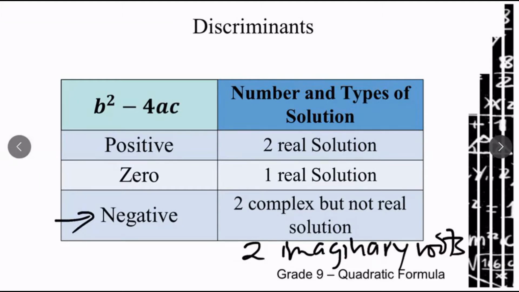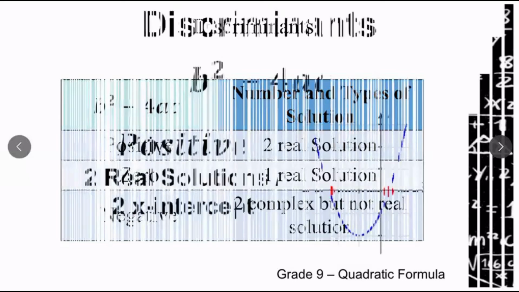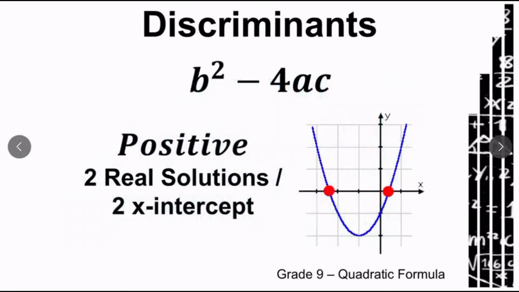Now, since we already identified how many possible roots or solutions we have from our discriminants, let us talk about the graph itself for each discriminant. If we are given a positive discriminant, therefore we have two real solutions or two x-intercepts. Always remember that when it is positive, it means our graph intersects the x-axis twice. So there will be 2 points where our graph and the x-axis connect. So that is our positive discriminant.